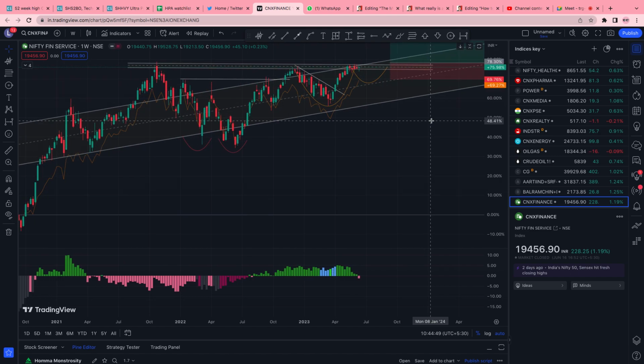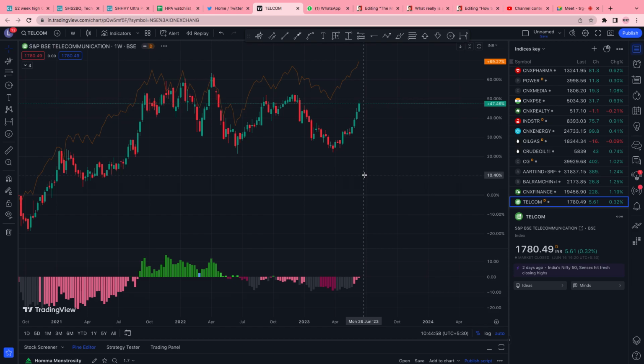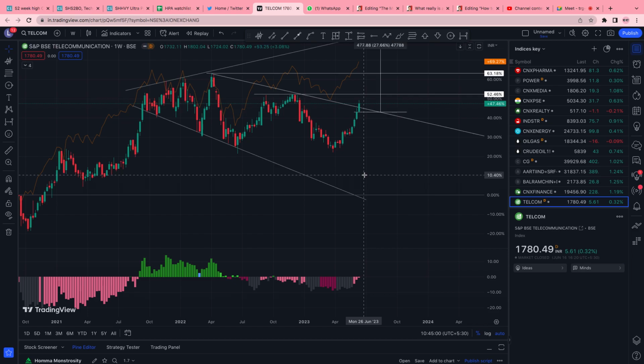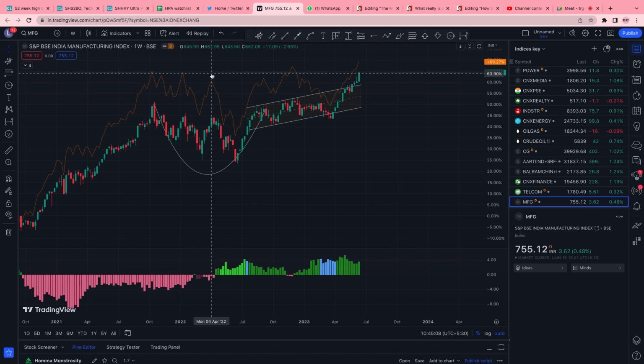I'm not saying that these will not perform, but they do not have the qualities of a leader. Okay. Telecom is starting its up run, which is also evident from the breadth indicator, but again, it's not a leader. Manufacturing has the same graph which the industrials and the capital goods sector has. Okay, so manufacturing is a leader.